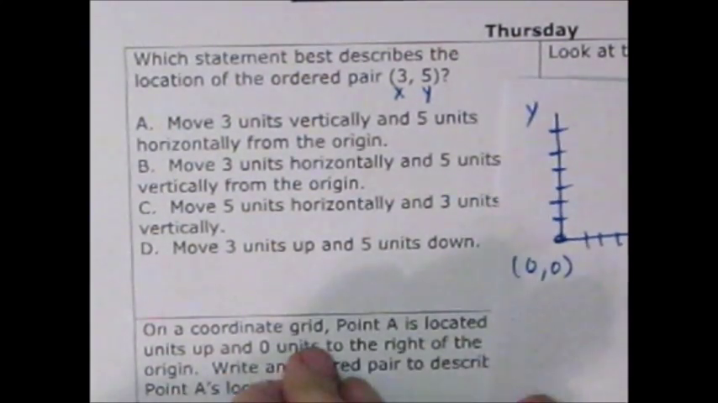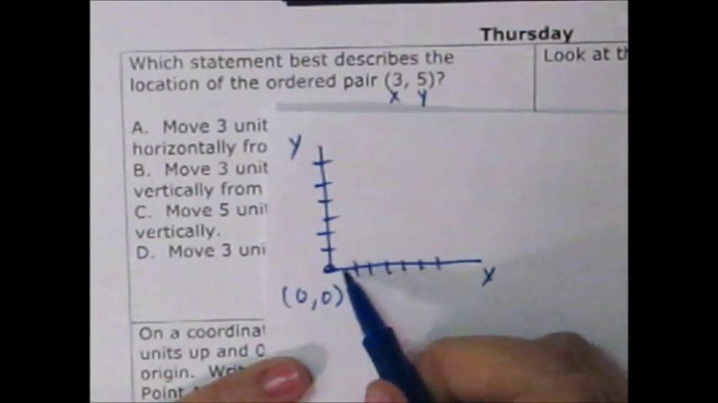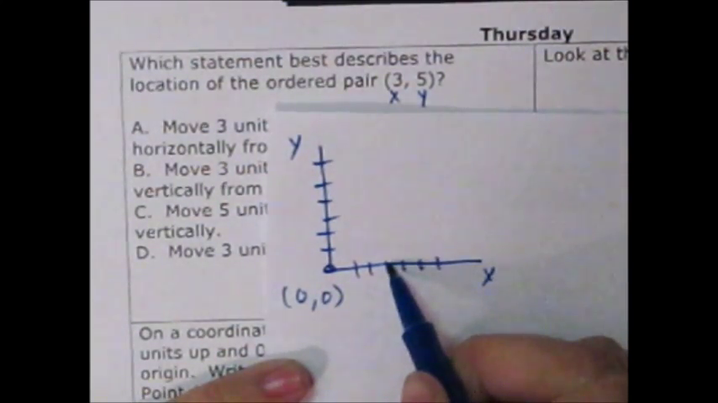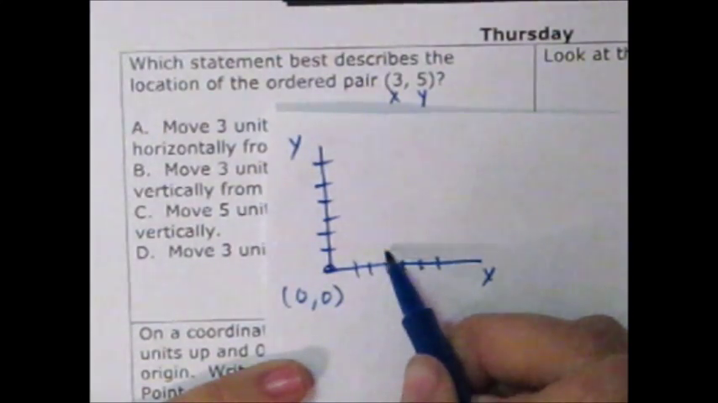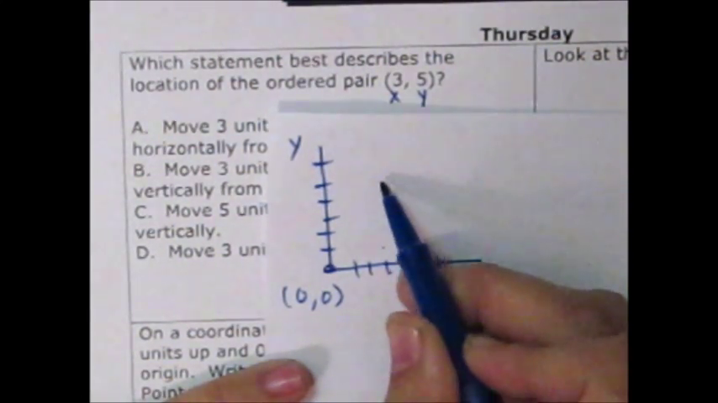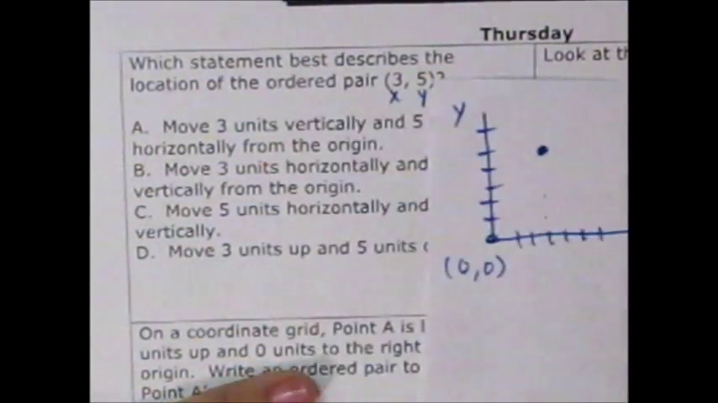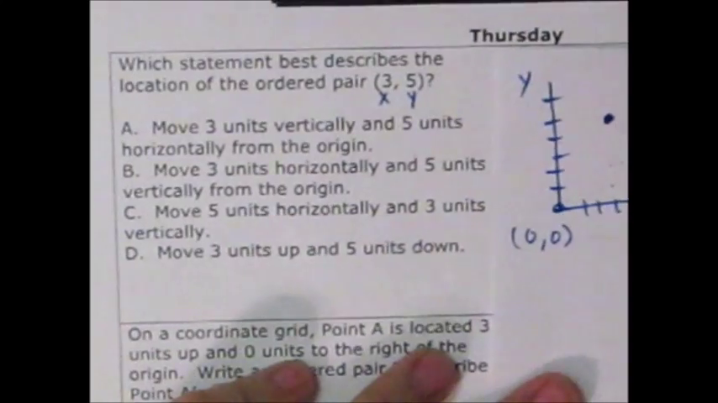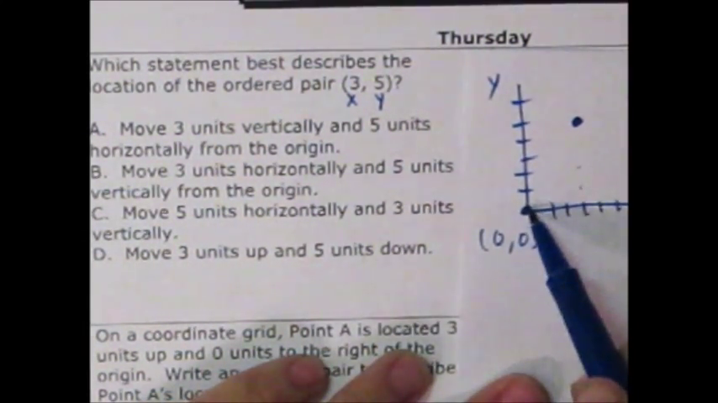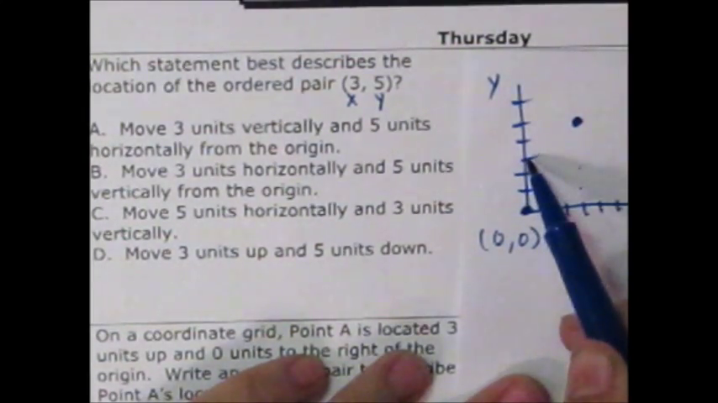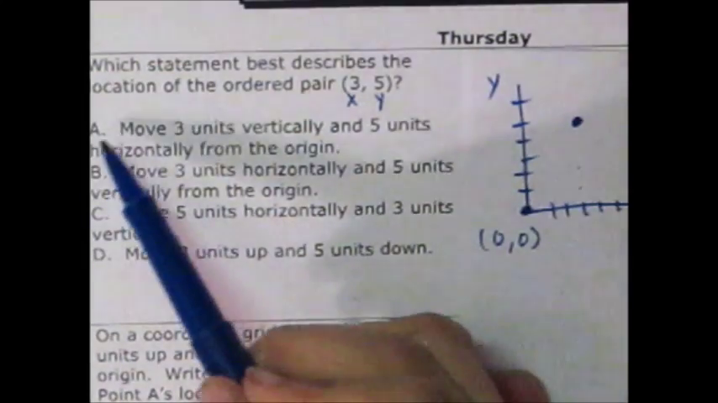Now it says the location of the ordered pair is 3, 5. So I move over 3 on my X, and then I move over 5 vertically on my Y. 1, 2, 3, 4, 5. So there's my point right there. So what did I do? It's asking me, did I move 3 units vertically? So did I first go up 3 and then 5 units this way? No, I didn't. So that means that A is out.